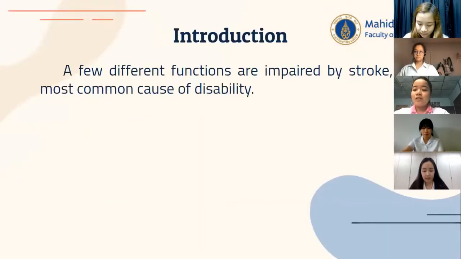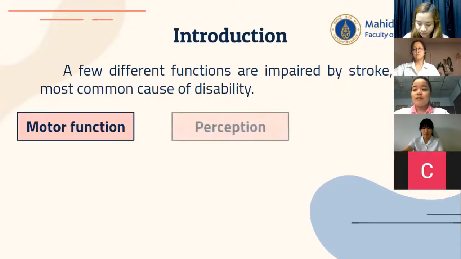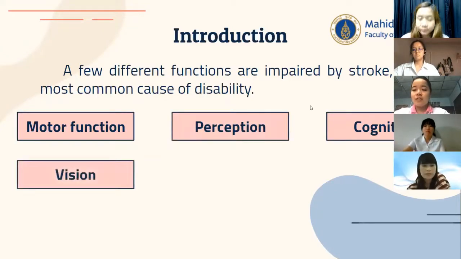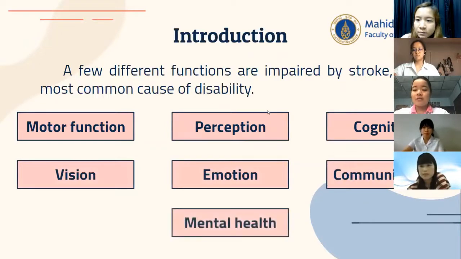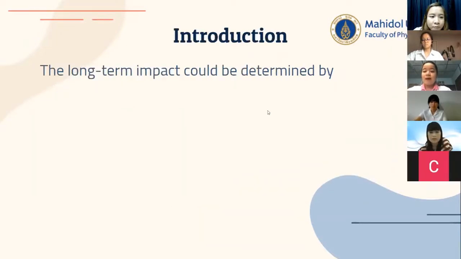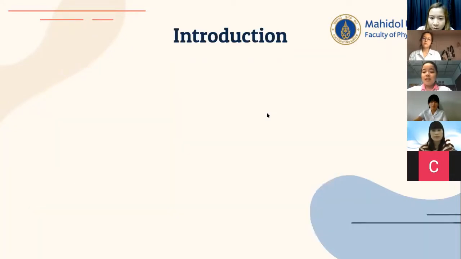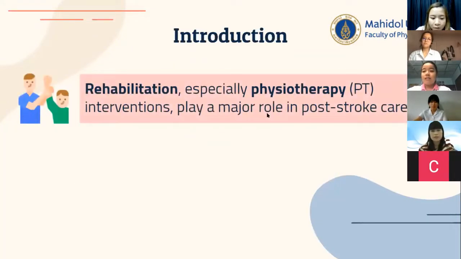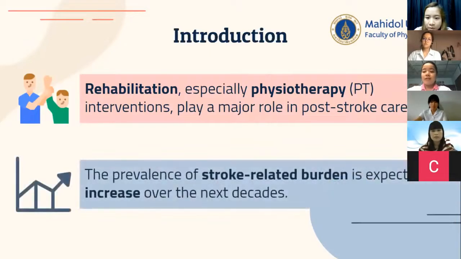A few different functions are impaired by stroke, the most common cause of disability. Multiple functional impairments following stroke may occur separately or combined, including motor function, perception, cognition, vision, emotion, communication, and mental health. The long-term impact could be determined by the initial stroke lesion and the extent of subsequent recovery. Rehabilitation, especially physiotherapy or PT interventions, plays a major role in post-stroke care, and the prevalence of stroke-related burden is expected to increase over the decades.